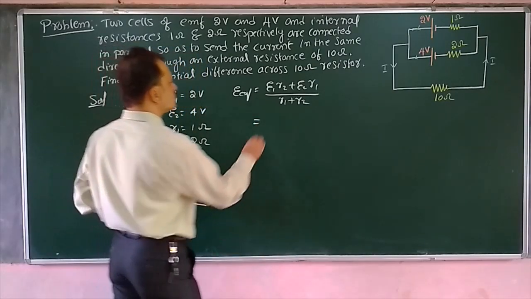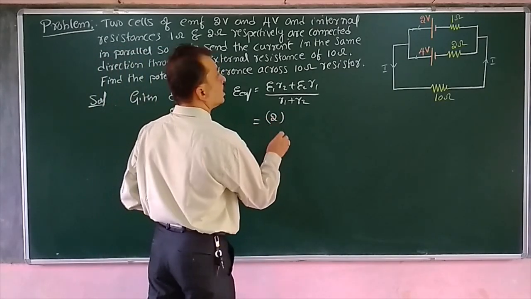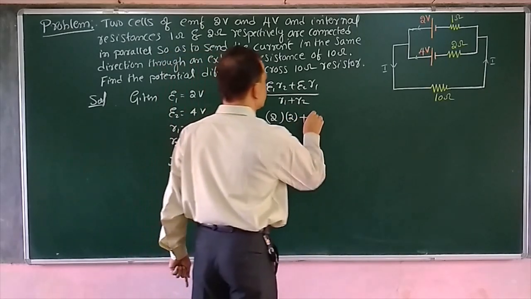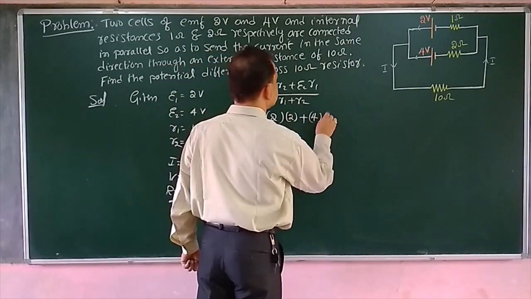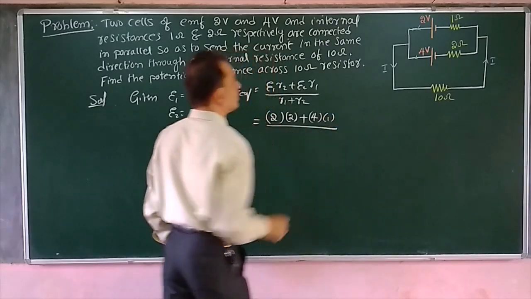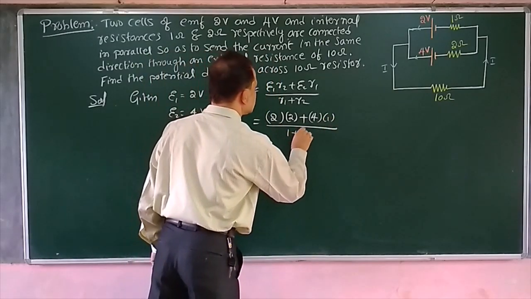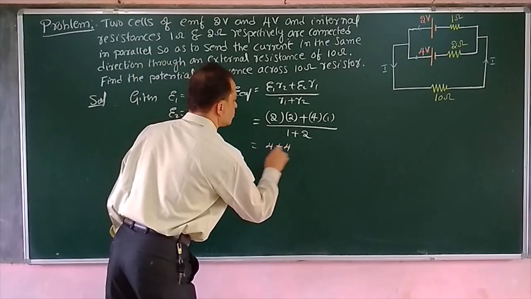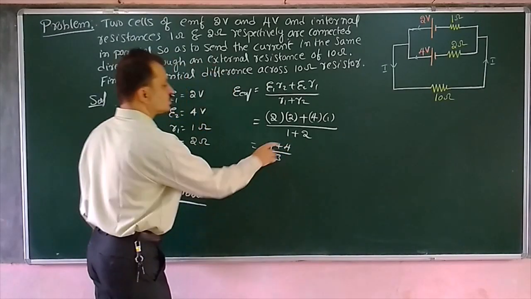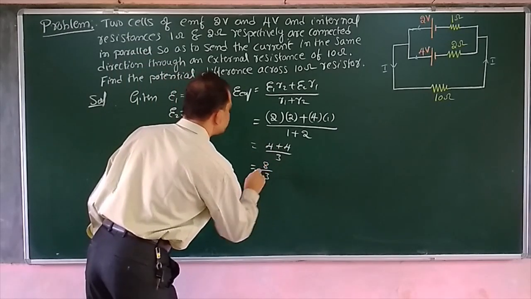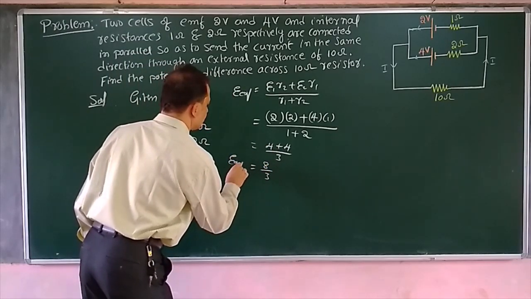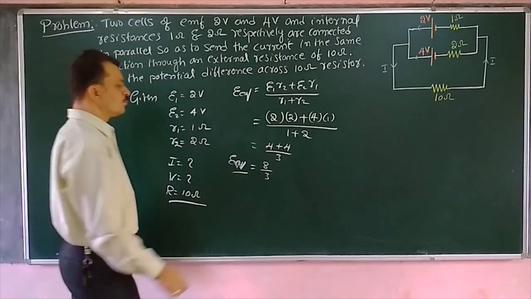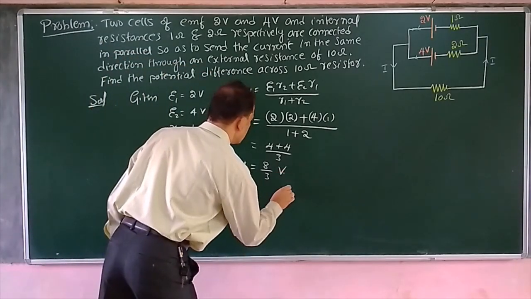So E1 is 2, R2 is 2, plus E2 is 4 and R1 is 1, divided by R1 plus R2, that is 1 plus 2. So that is equal to 4 plus 4 divided by 3. So it is 8 by 3 volts. So E equivalent is equal to 8 by 3 volts.